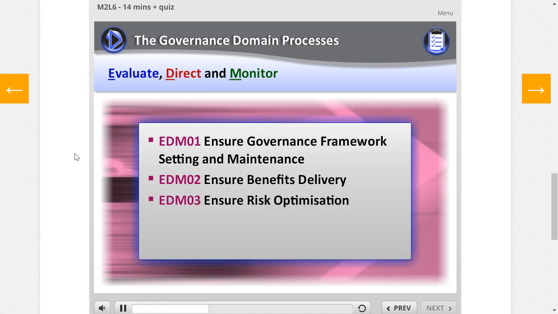EDM 03. Ensure risk optimization. This process is concerned with developing an understanding of the enterprise's appetite and tolerance for risk, and the high-level risks posed by IT.